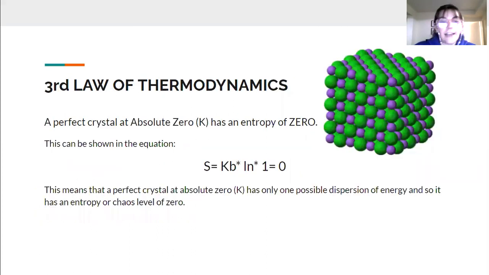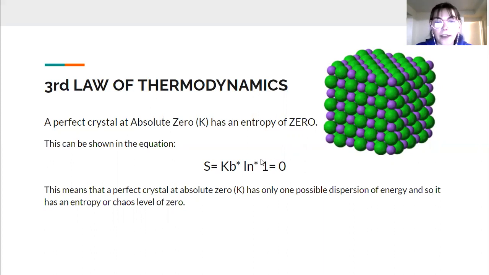All right, and lastly, we're going to talk about the third law of thermodynamics. The third law of thermodynamics states that a perfect crystal at absolute 0 Kelvin has an entropy of 0. This can be shown in the equation: S, or entropy, equals Boltzmann's constant times the ln of 1, which equals 0.